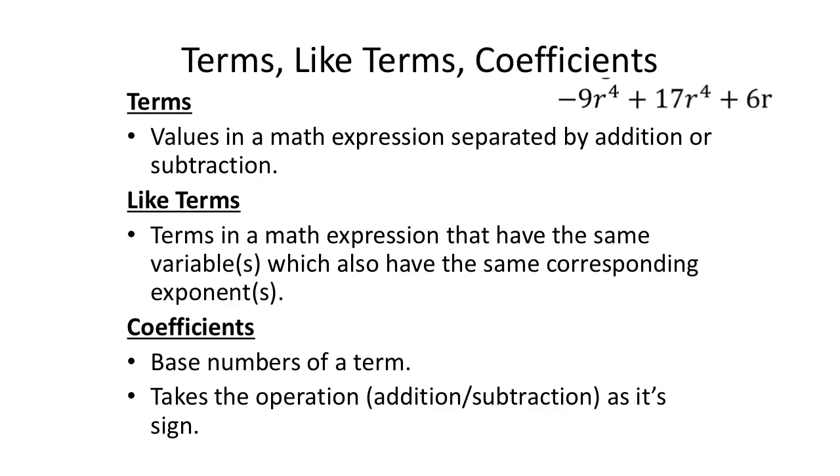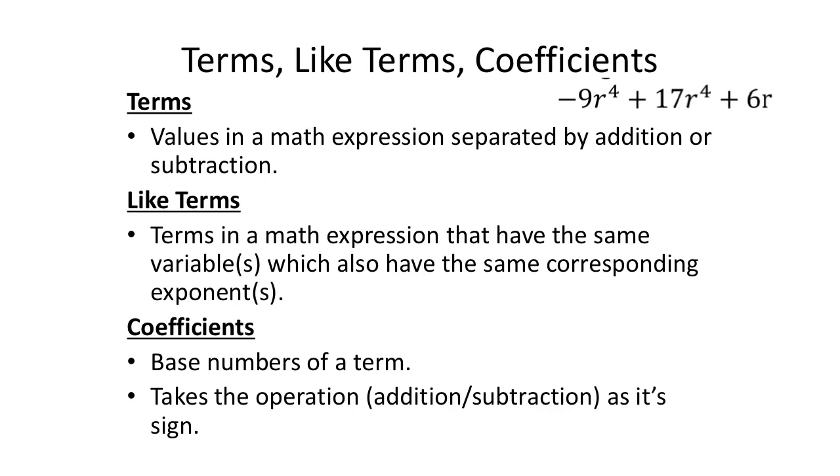Another thing to keep in mind with terms is that they always take the operation, addition or subtraction, to the left as their sign, which it talks about here in the coefficients. The coefficient is the number that's being multiplied by the letter. So up here where it says -9r to the power 4, -9 would be considered the coefficient. Or right here, this term 17r to the power 4, 17 is considered the coefficient. And it would be considered positive 17 because the sign or operation is addition. And then 6r, the coefficient of r there is positive 6. So it's the base number of a term, or you could say it's the number being multiplied by the letter. And that would work as well.